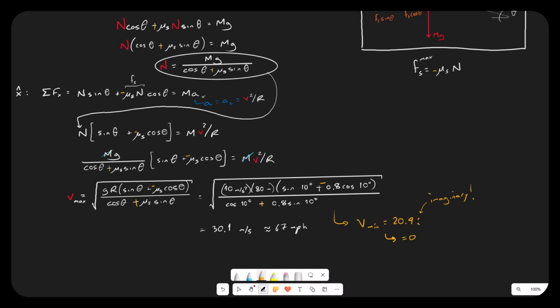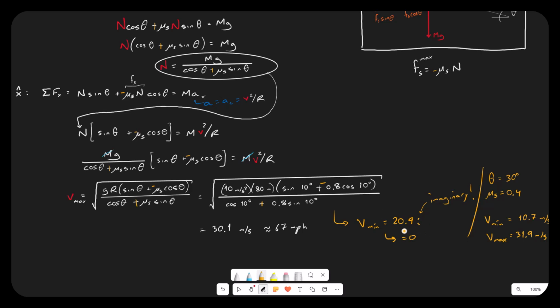If I change, just for the sake of example, my angle of incline to 30 degrees, this is really steep, and my mu static to 0.4, then I end up with a V minimum of 10.7 meters per second and a V maximum of 31.9 meters per second. I didn't change any equations or anything like that. All I did was put in some different values where we get a min and a max.